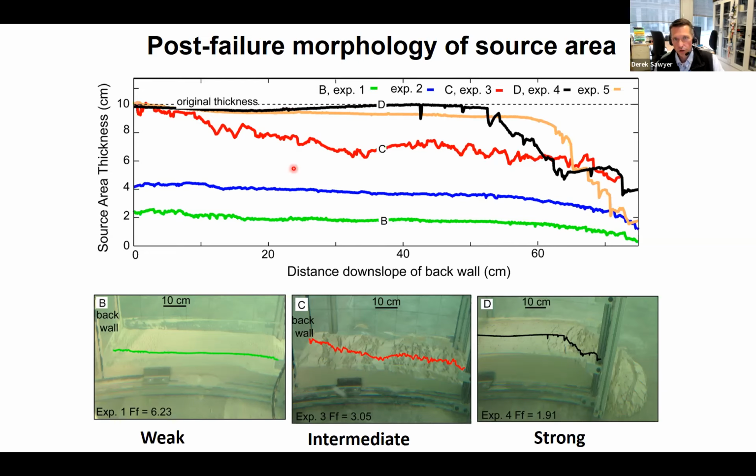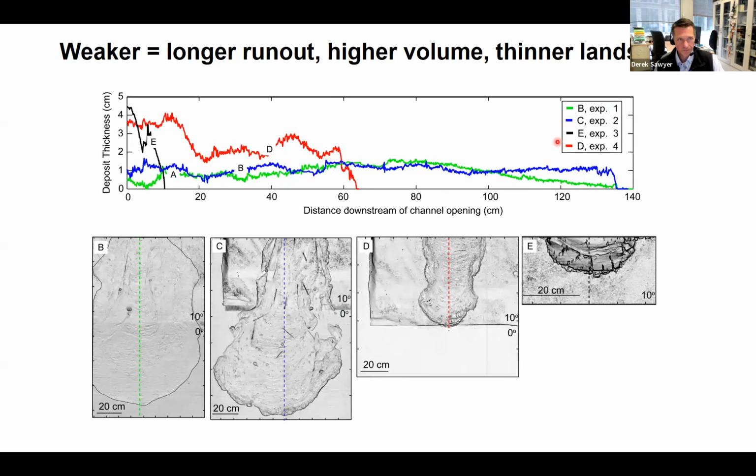And you can see the stronger you get, the thicker it remains, and also the more fractured you make that margin. The deposits themselves, you can see the trends are also what you might expect, in that the weaker ones travel the farthest downstream. They're the thinnest deposits, and they also spread out laterally more because they're weaker.